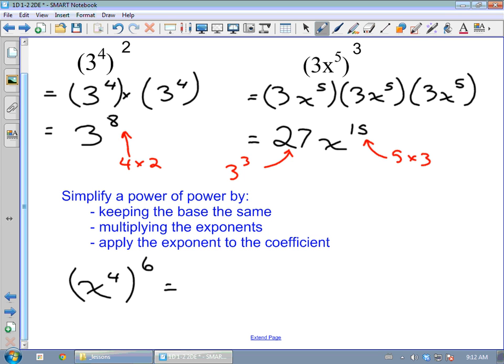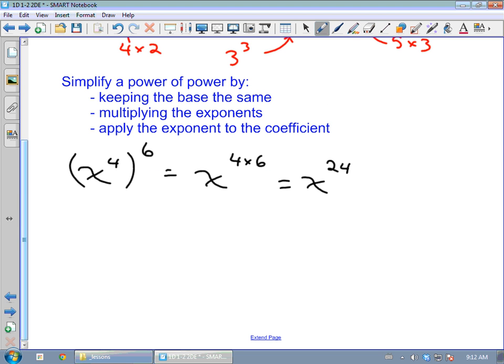Okay. What's our base going to be in our new power? What do you think, Liam? Our base is going to be x. How are we going to get our new exponent here? Chris? 4 times 6, yeah. And we just multiply that out. So it's going to be x to the power of 24.